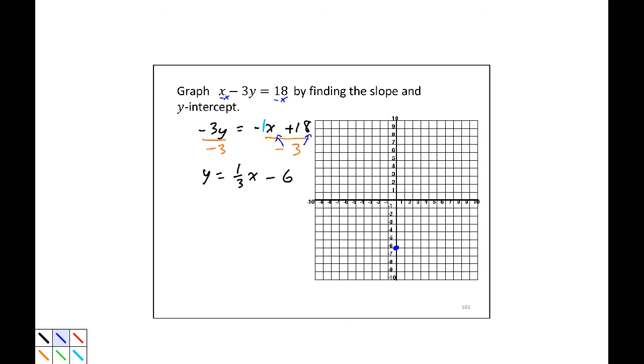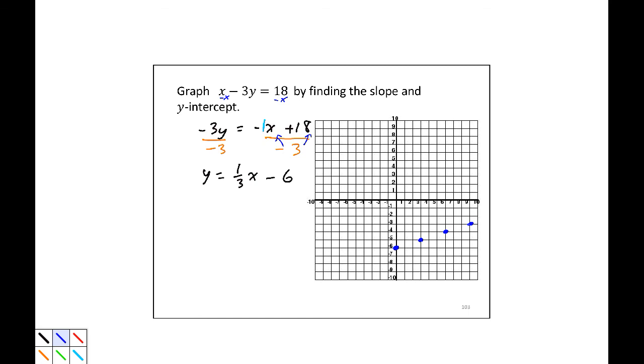So I will rise 1 and run 3. So now I'm at negative 5. Then I'm going to move 3 to the right. So I'm at the point (3, negative 5). Doing that again, up 1 over 3, I'm now at (6, negative 4). Doing that again, I'm at (9, negative 3).